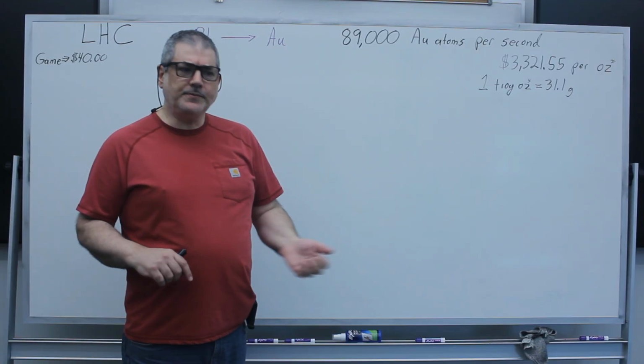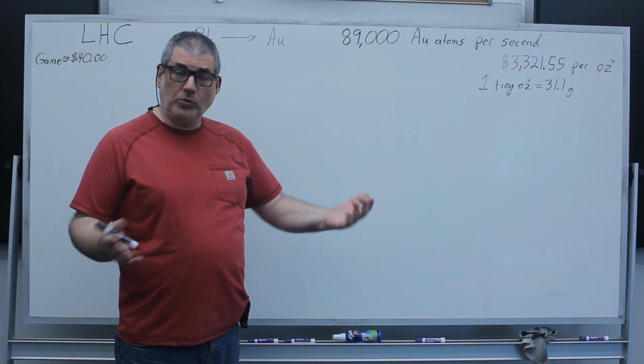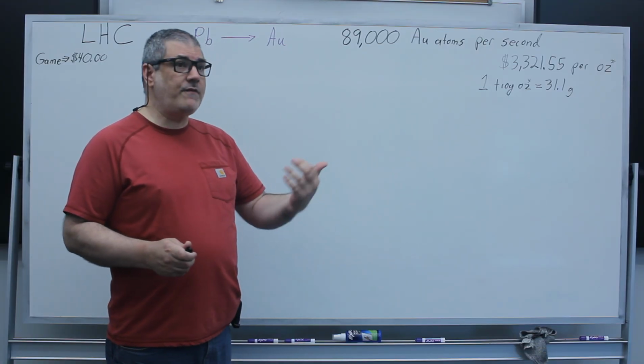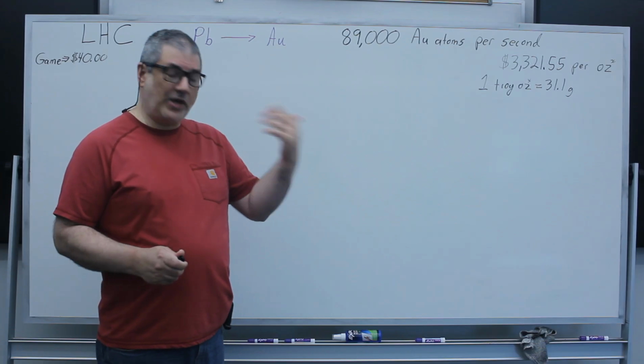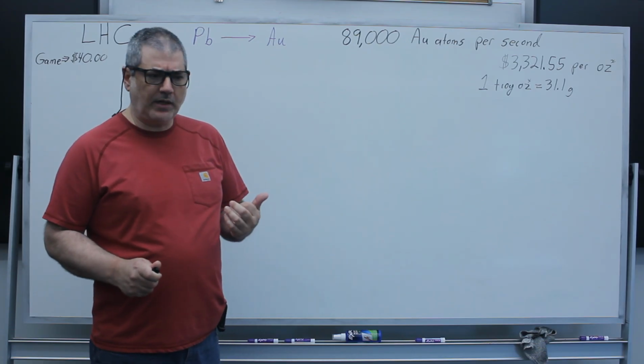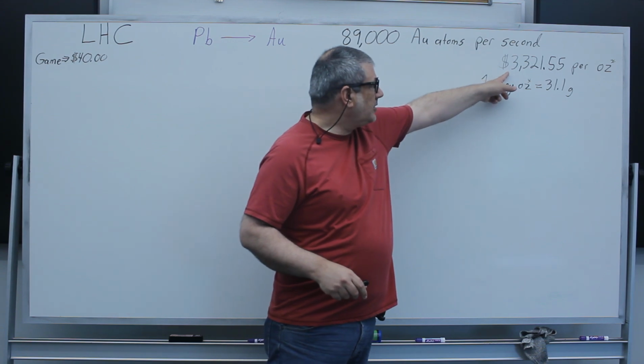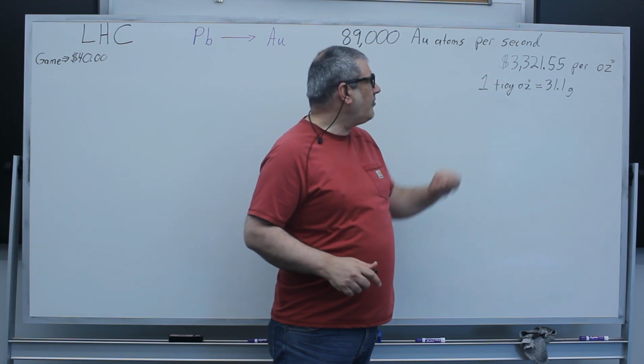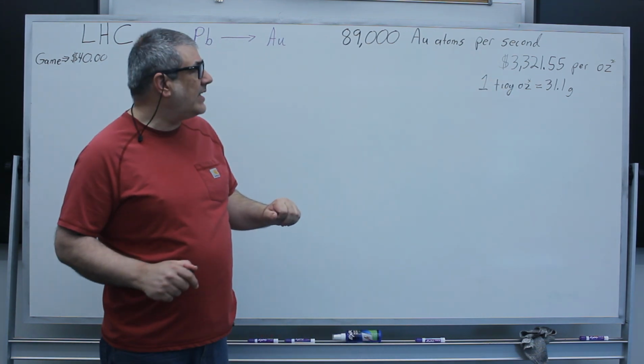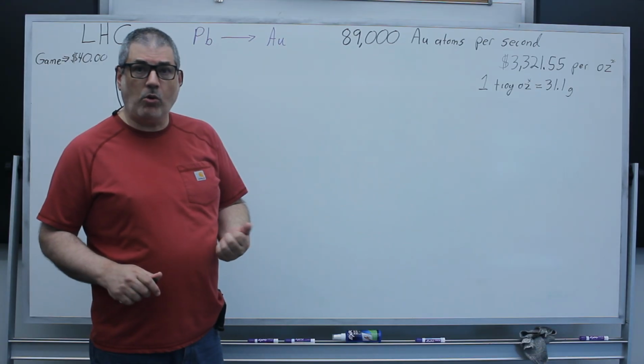Now what we want to do is, well, obviously gold is a very, very precious metal. It's the trading standard in many countries. In fact, I looked it up today. 3,321.55 cents per ounce is the cost of gold.